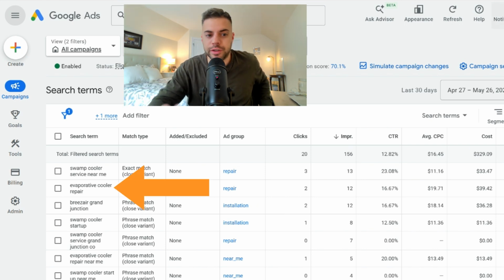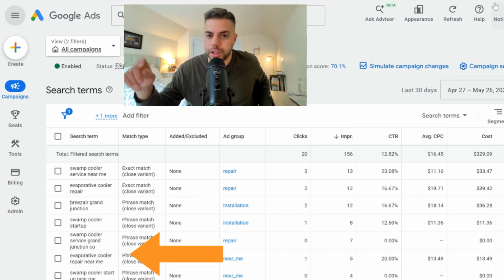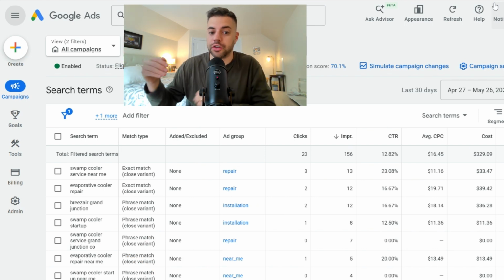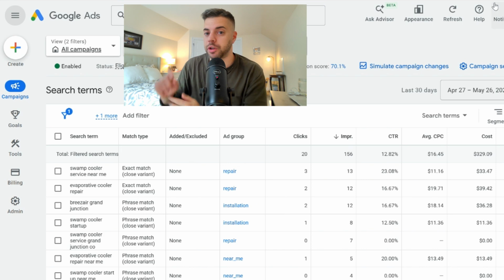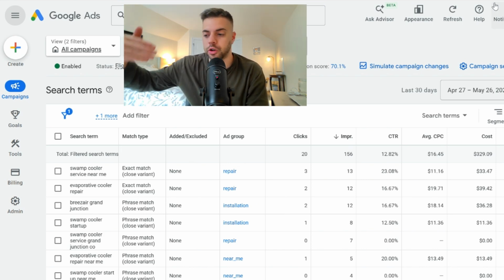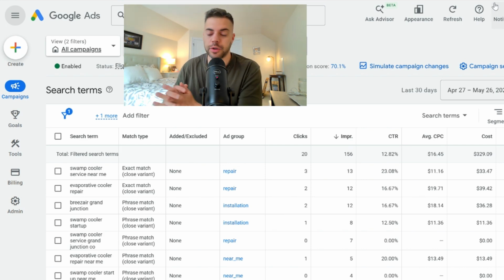Things like "evaporative cooler repair." Another one is "evaporative cooler repair near me." These are two keywords that have a little bit of impressions over the last 30 days. Again, these are keywords that I did not add to the campaign, but they're closely related to terms like swamp cooler, swamp cooler repair, or swamp cooler installation, for example.